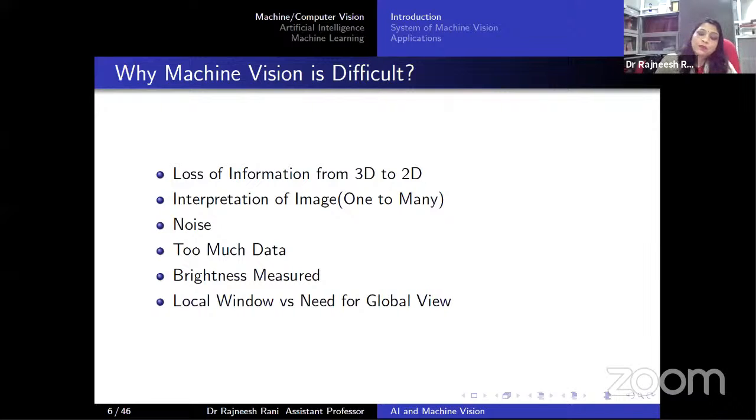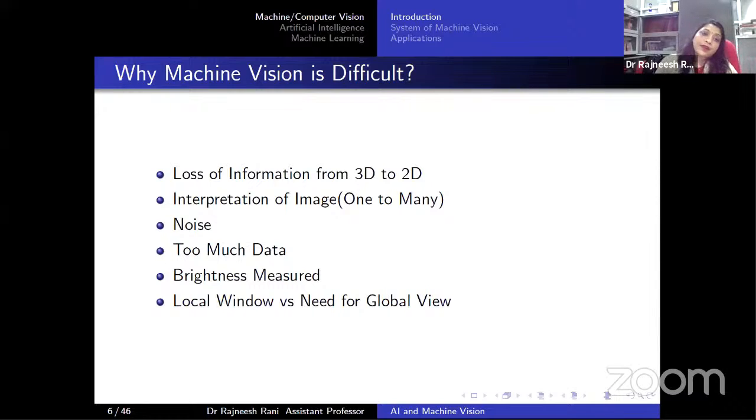Now next is too much data. Too much data means that if we store a particular image in the system, it takes too much space. If we want to process that image, we perform some type of operations, and we have to perform a number of operations on that data. So it is computationally expensive. We have to process too much data whenever we want to understand the image.